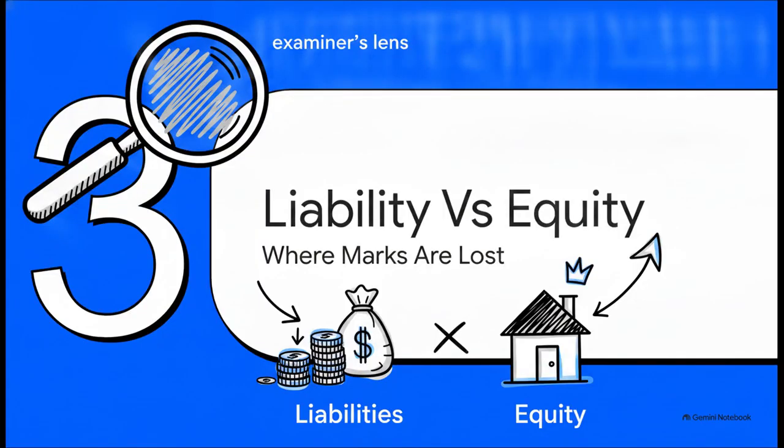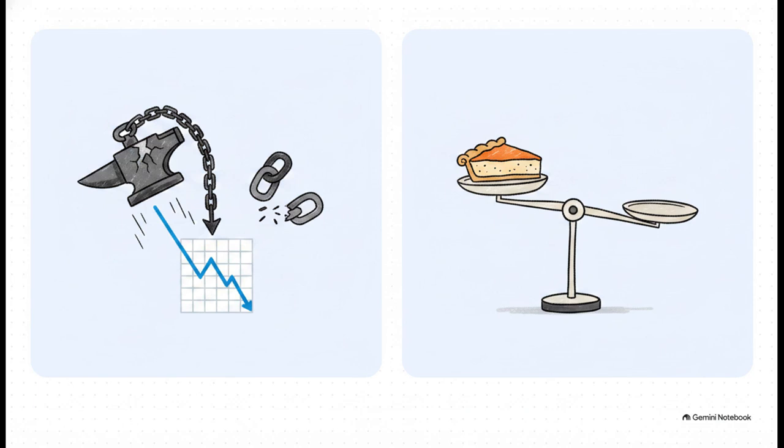All right, Section 3, liability versus equity, where marks are lost. Put on your examiner's lens for a second. This right here is exactly where students trip up and lose serious marks. Messing up this classification cascades through the entire financial statement. If you classify an instrument as a liability, those periodic payments are treated as interest expense. That shrinks reported profit and hikes up leverage. If it's equity, the only risk is equity risk, the risk to the residual value, and payments are dividends, not expenses. Substance over form is everything here.